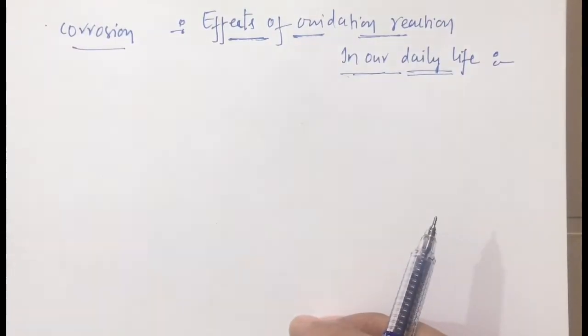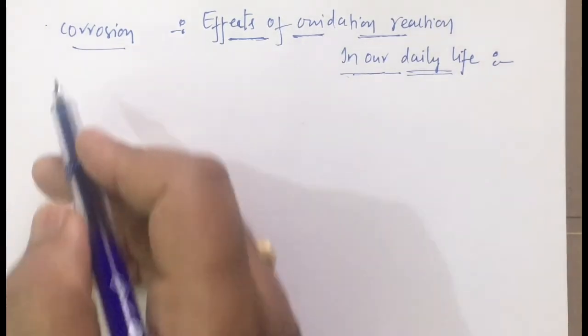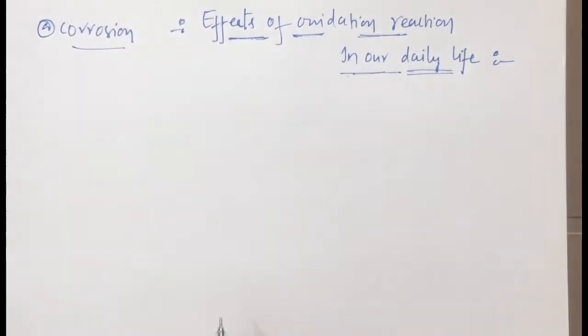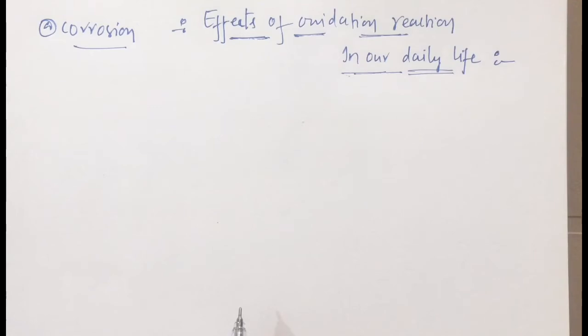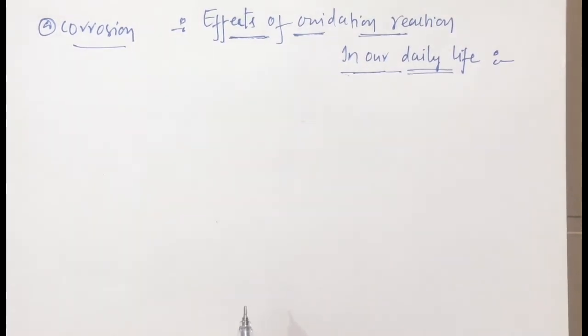Now the topic is about the effect of oxidation reactions in our daily life. Among that, let us study first about corrosion. You might have observed that iron articles are shining when they are new, right? But when they are left for some time, what happens? A reddish brown powder forms on the surface. That process we call rusting of iron. And you might have observed some other metals change their color.